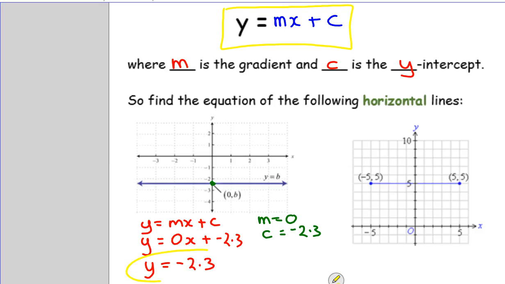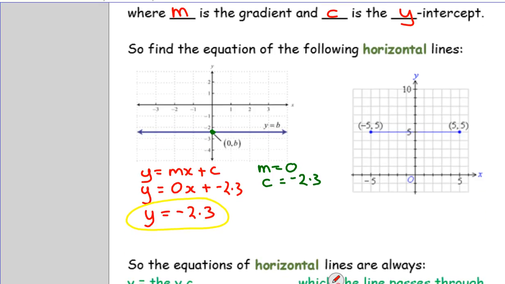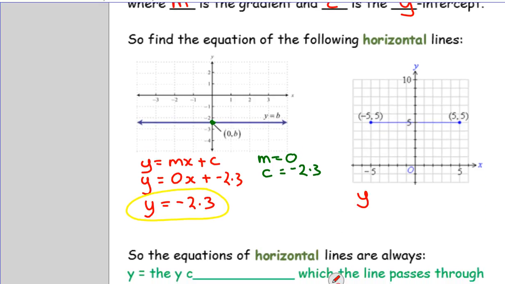So that's the equation of a horizontal line. It's just y equals a number because the gradient's 0. Same thing again on this little one here. Again, y equals mx plus c. What's our m equal to? Our m is equal to 0 because it's a horizontal line. What's our y-intercept? Our y-intercept is right here, so it's 5. So y equals 0x plus 5. 0x just becomes 0, so it's y equals 5.